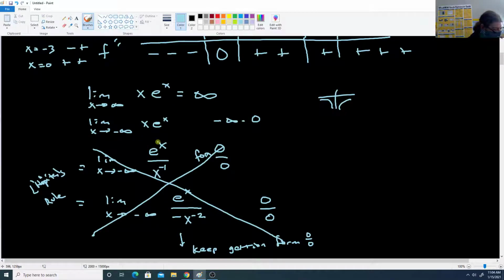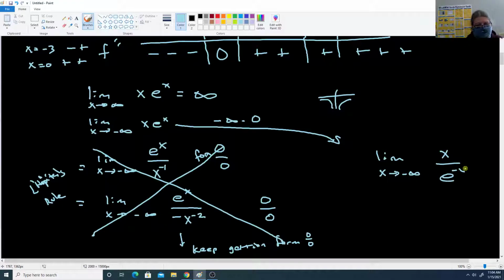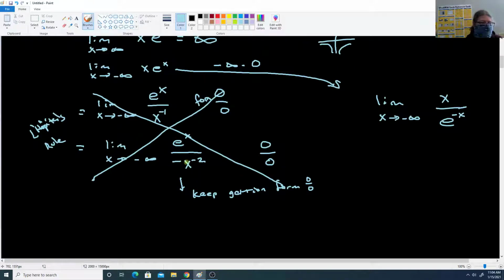What we needed to do is push e to the x downstairs as x over e to the negative x. So yeah, this way you would get positive 2x to the negative 3, which limit still goes to 0. So you just kind of end up in 0, 0, 0 form the whole way down if you have the e to the x in the top.